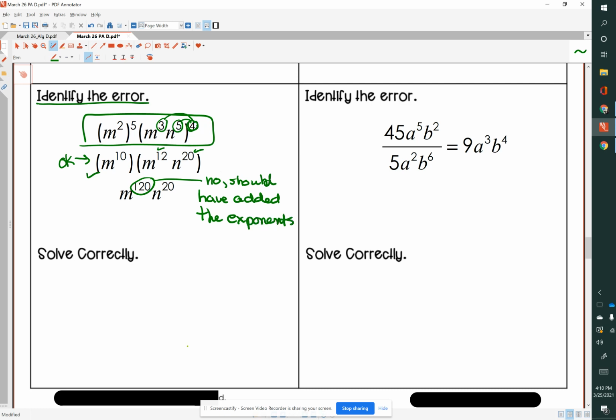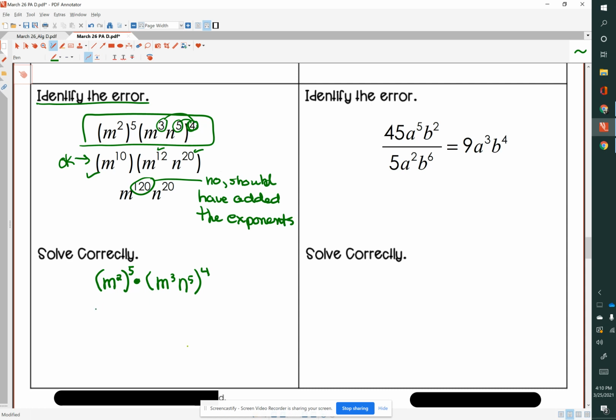So let's do that correctly. I'll start right at the very beginning. m to the 2nd raised to the 5th power times m to the 3rd n to the 5th, and all of that raised to the 4th power. So starting on the left side, and that's multiplied. I don't have to put the dot in the middle, or I could.